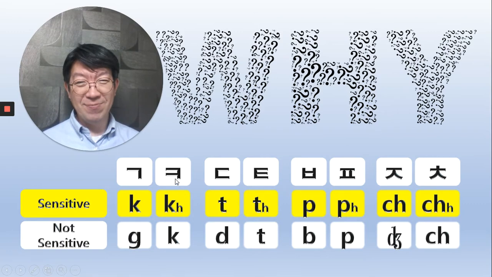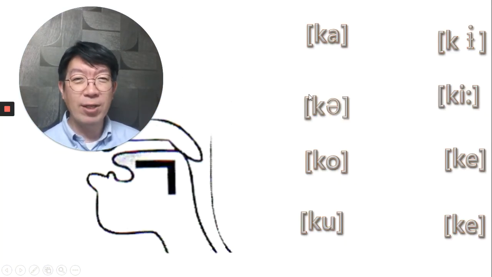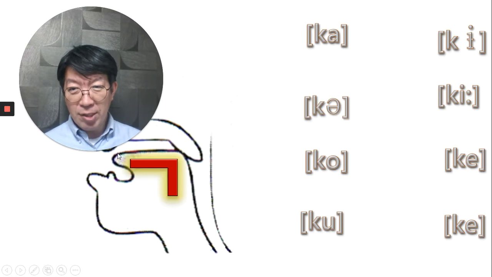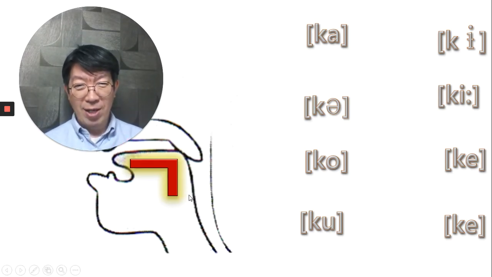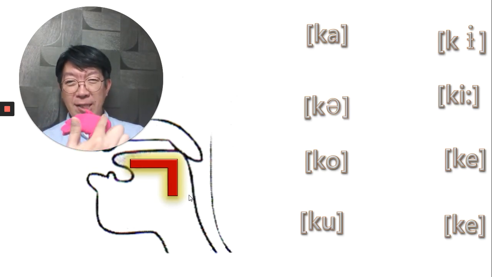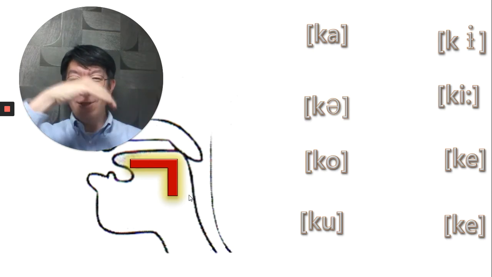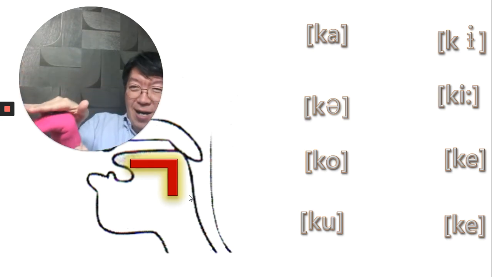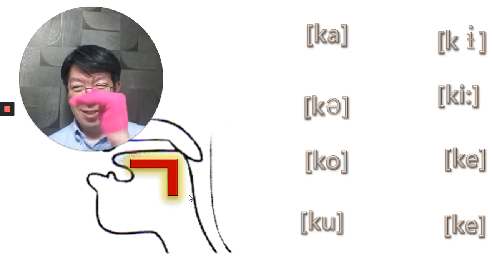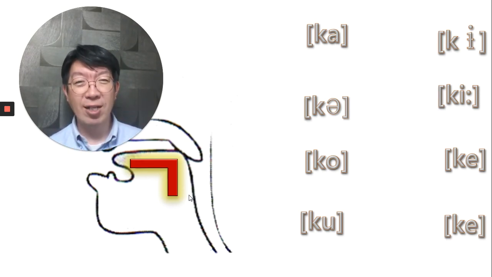So let's get started from ga. Okay, first one, ga. When we pronounce ga, the shape of our tongue is like this. Okay? So I put on the pink gloves. So our tongue looks like this, and then when you pronounce ga, the back of the tongue touches the ceiling. This is our mouth. Ga. Can you feel it? So memorize the shape of your tongue, okay? And then we pronounce ga.